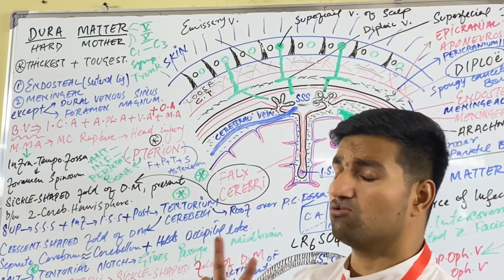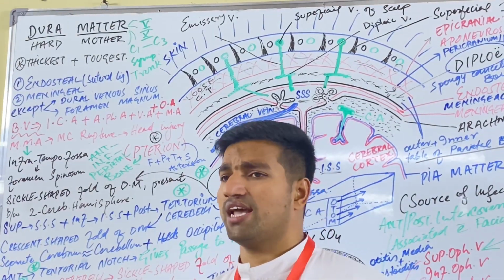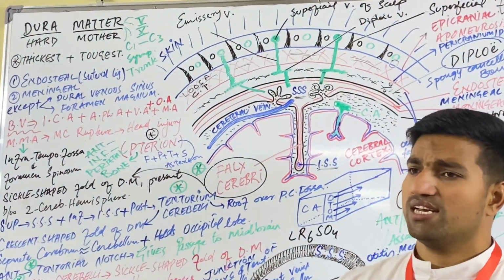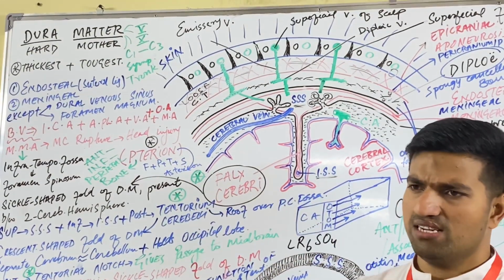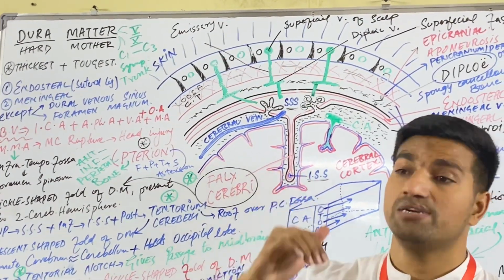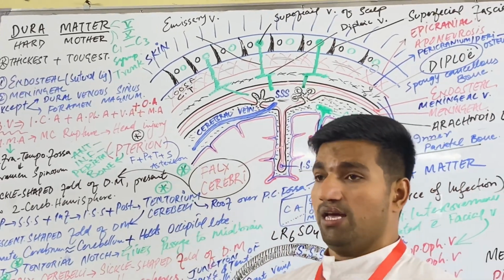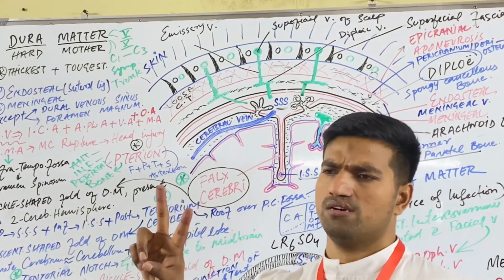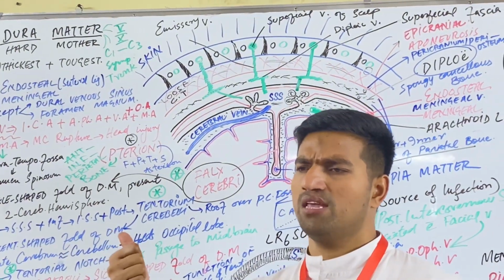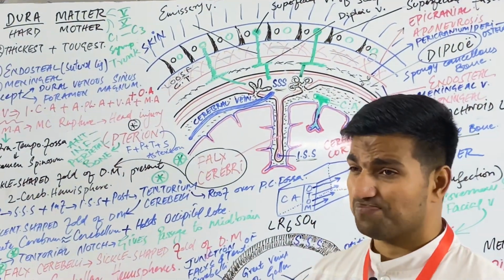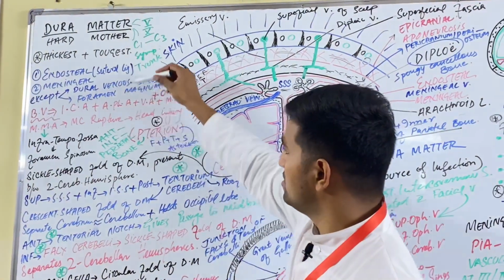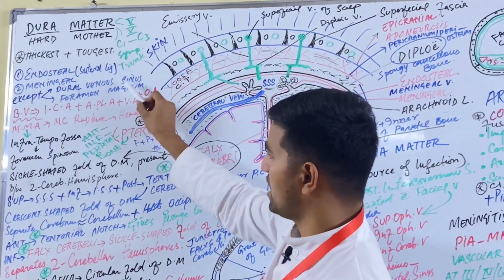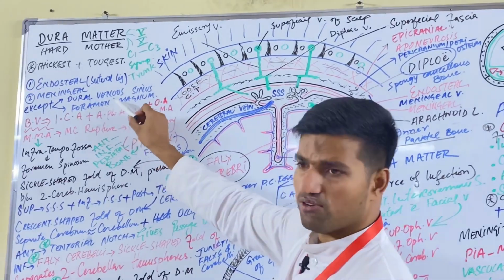There are two layers of dura mater, the endosteal layer and the meningeal layer. The endosteal layer is a kind of periosteal covering, having connection with the sutural ligaments. There is separation of the endosteal and meningeal layers at two places: one is the foramen magnum and the other is the dural venous sinuses. You can see over here, they separate at the dural venous sinuses and the foramen magnum.